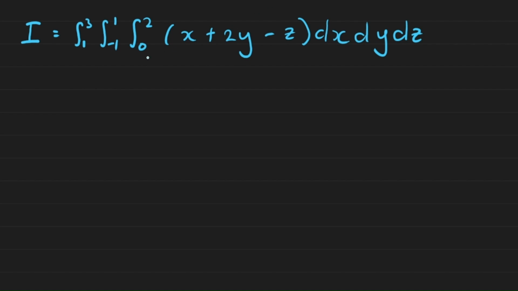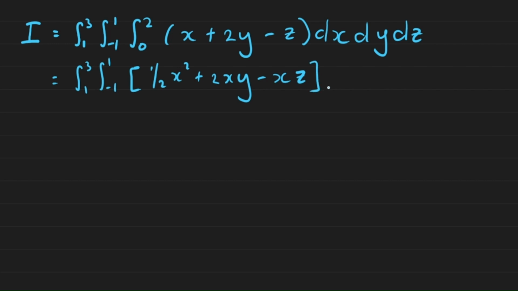So we would do it with respect to x first, and that means leaving the rest of the terms as is, the rest of the integrals. So we would keep it from 1 to 3, -1 to 1, and then integrating with respect to x, we have a half x squared plus 2xy minus xz. And this is from 0 to 2. And since we have now integrated with respect to x, we are just left with dy and dz. So if we substitute in 2 and 0, we are left with the same integrals as they were.